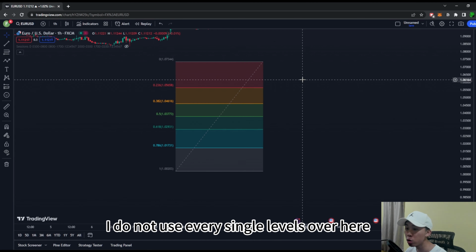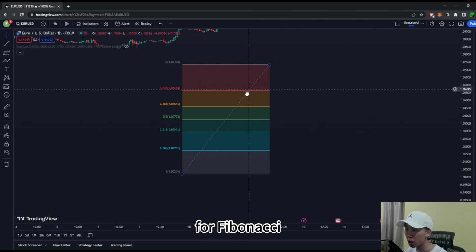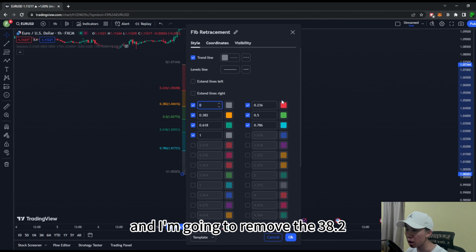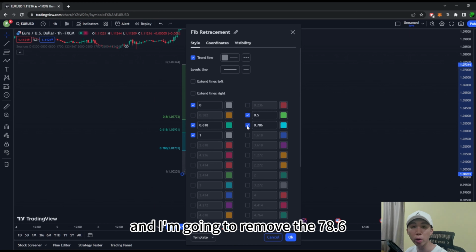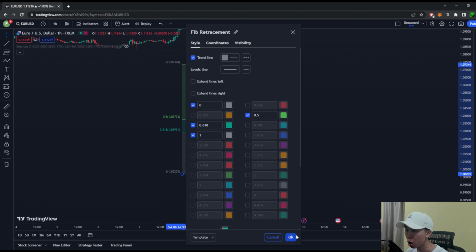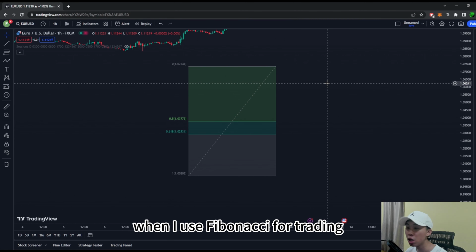I do not use every single level over here. So I'm going to show everyone my customized settings for Fibonacci. I'm going to double click this and remove the 38.2, remove the 23.6, and remove the 78.6. So these are the levels that I use for Fibonacci when I use Fibonacci for trading.